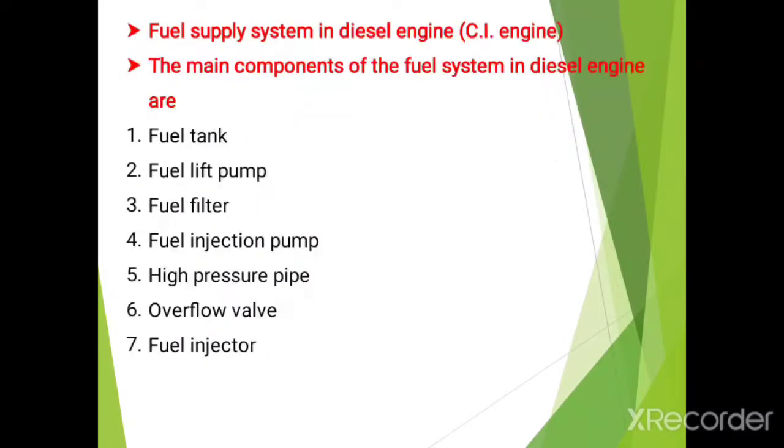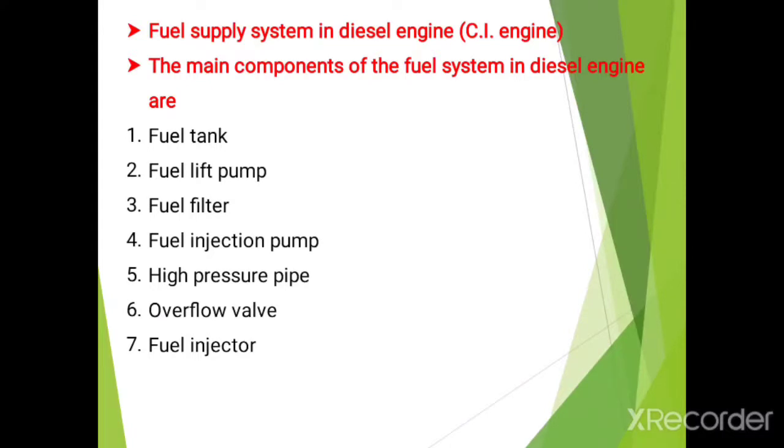Now the next system, the fuel supply system in diesel engine. It is also called CI engine. Why? Because in a diesel engine there is no spark plug. A fuel injector is used, and the fuel is compressed at very high pressure, so there is an increase in temperature, and by using this heat the fuel gets burnt.